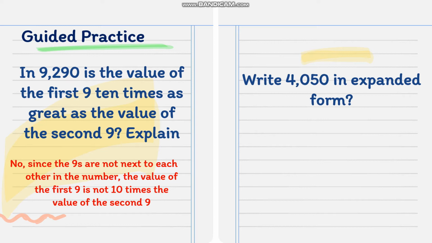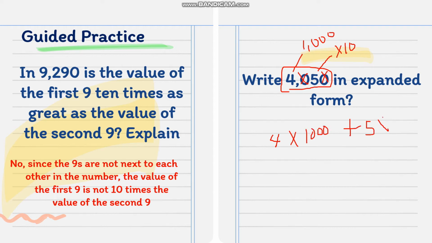Now, how to write the expanded form? There are two ways to write the expanded form of this standard form, 4050. So let's find out. This is 0, no need to include. This is another 0, no need to include. So what is the place value of 5? This is in the tens place, so that is multiplied by 10. What is the place value of 4? That is 1000, so multiply by 1000. That's why the expanded form is 4 multiplied by 1000 plus 5 multiplied by 10.